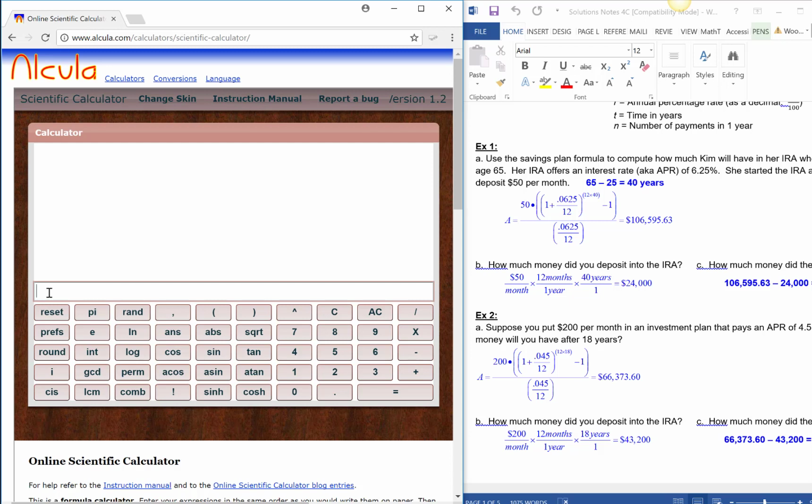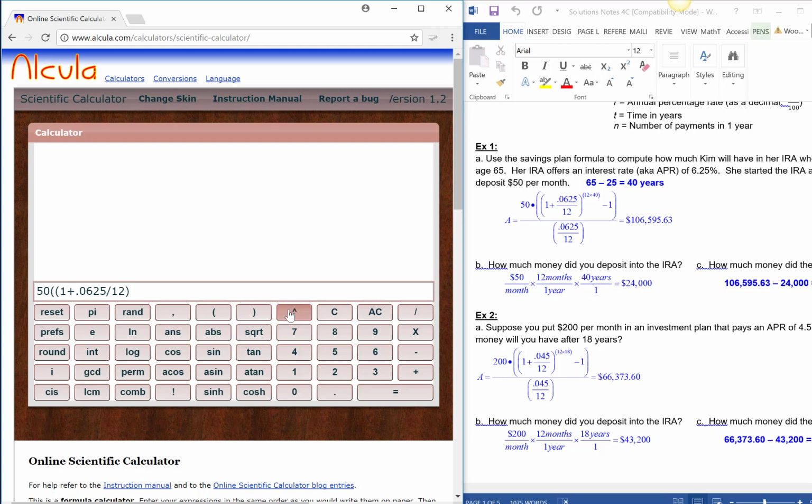And I'm just going to type this function into my calculator so that you can see what that would look like. So I would type in my 50. You can see that I have two parentheses, so I will use both parentheses. 1 plus 0.0625 divided by, so just use your division sign there, 12, close parentheses, raise it.